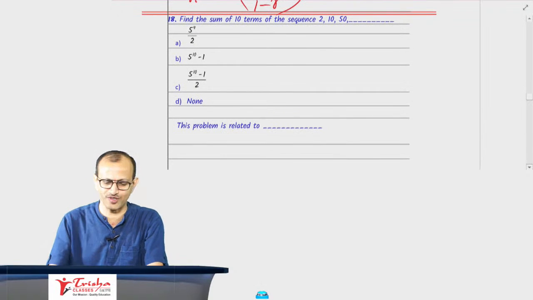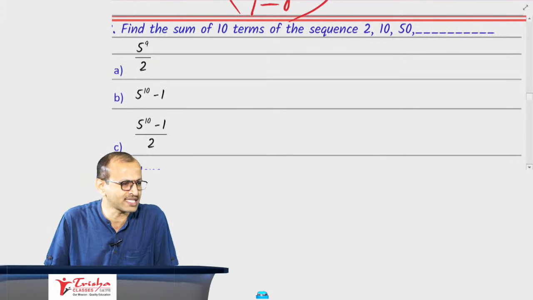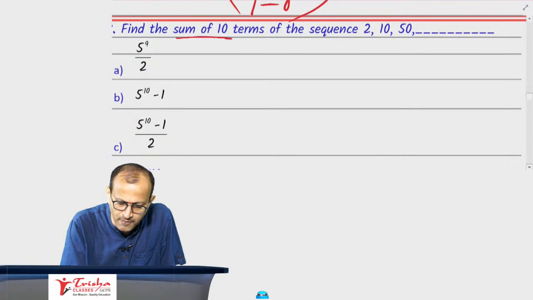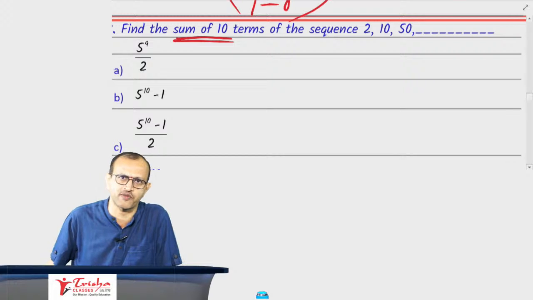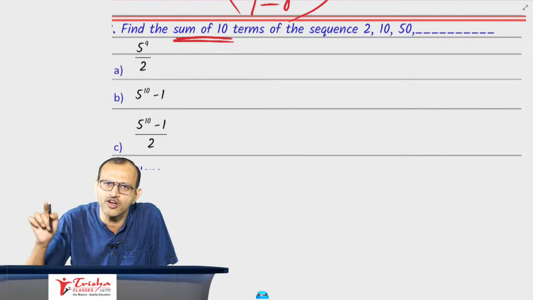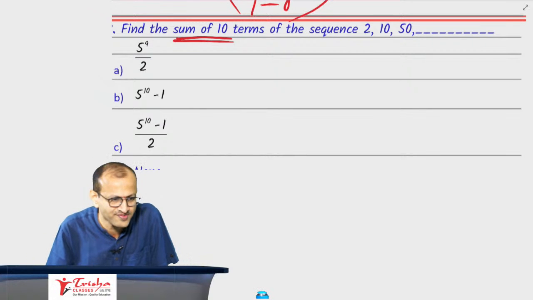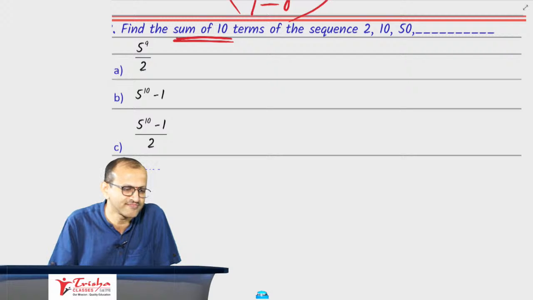Okay. Let us go to the next question. Find the sum of 10 terms of the sequence 2, 10, 50, dot, dot, dot. Is it in AP or GP? GP.